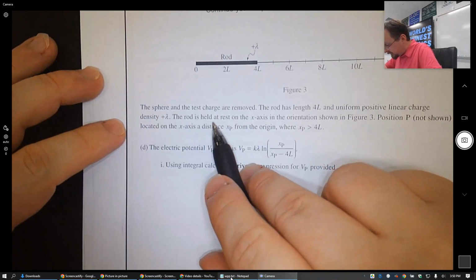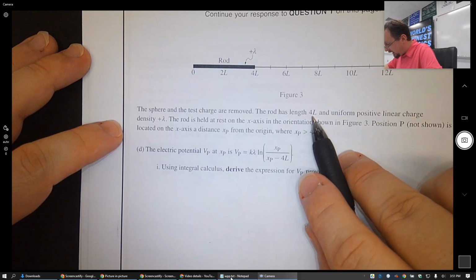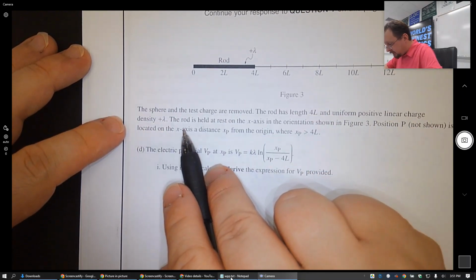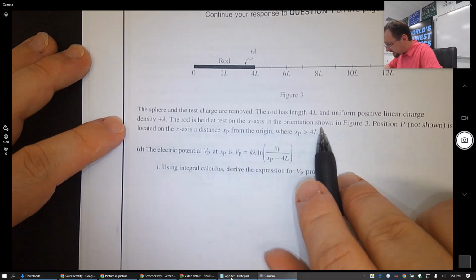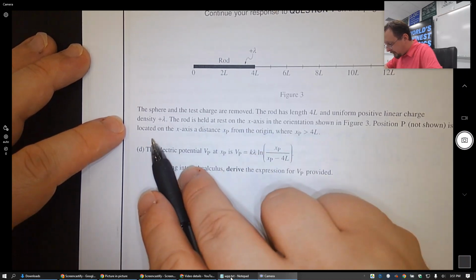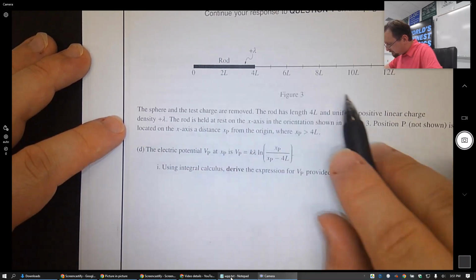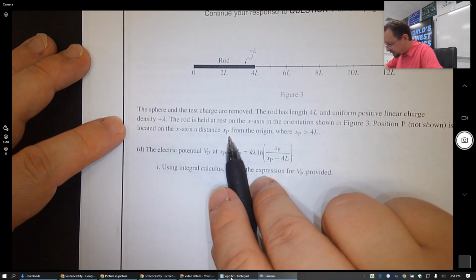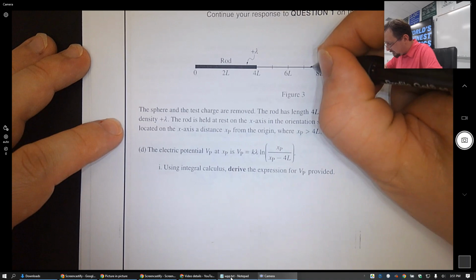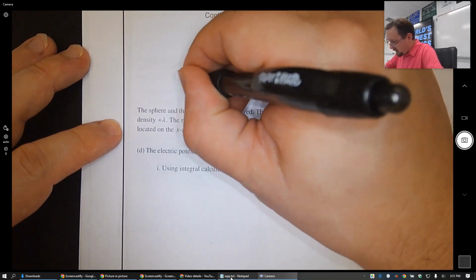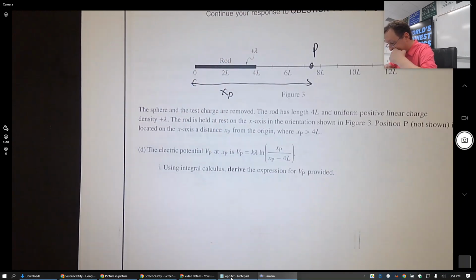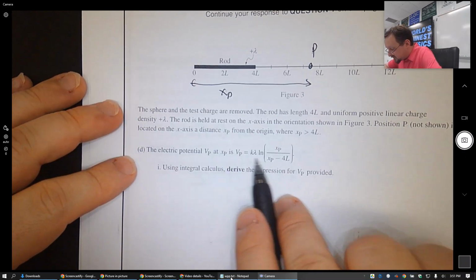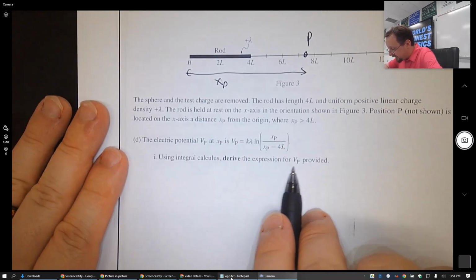Okay, the sphere and the test charge are removed. The rod has length 4L, uniform charge density lambda. The rod is held at rest on the x-axis in the orientation shown. Position P, which is not shown, is some distance xp from the origin. All right, well then why don't I label it P, xp. Okay. Using integral calculus, derive the expression provided for the electric potential.